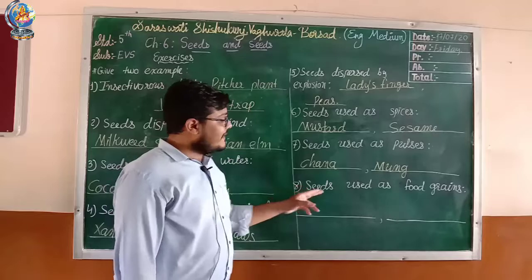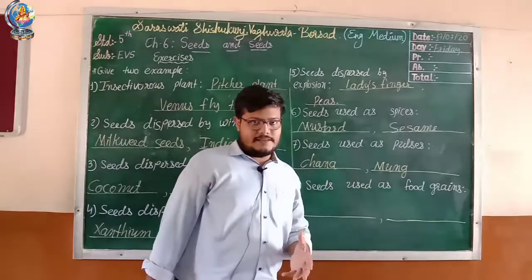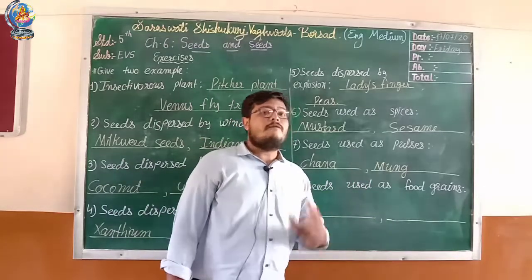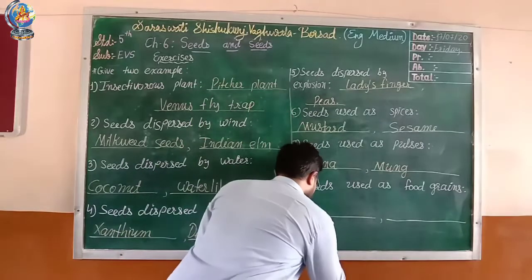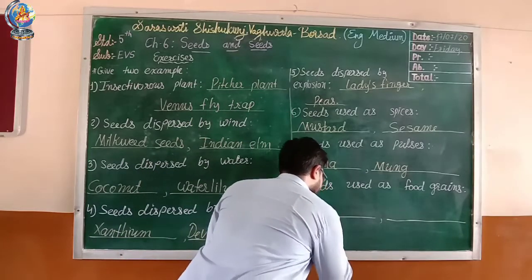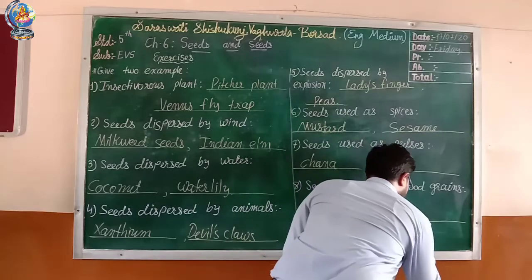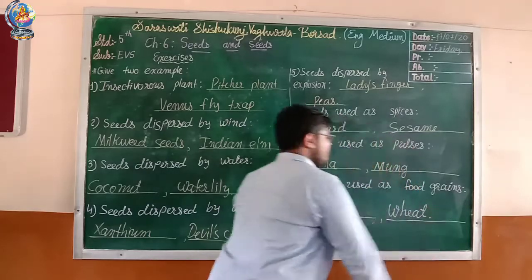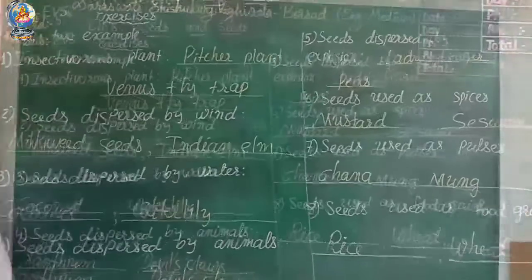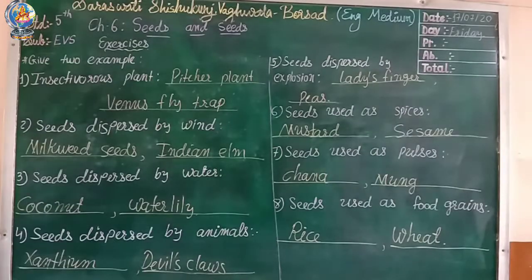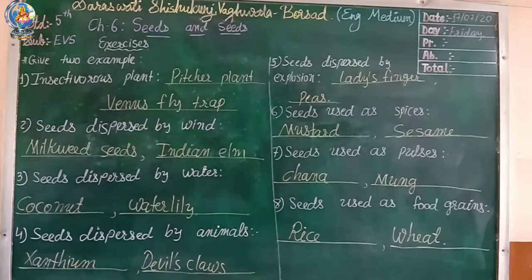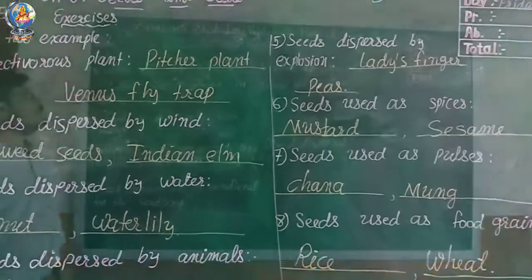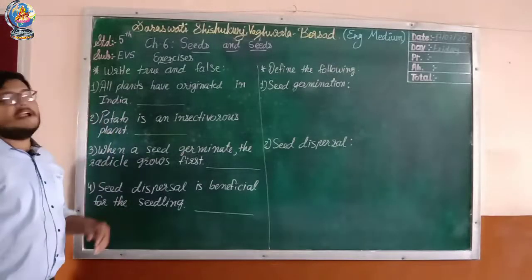Eighth number, seeds used as food grains. So we write rice and wheat. Okay, just take a look at the answers. So let's move to the next question, that is write true and false.